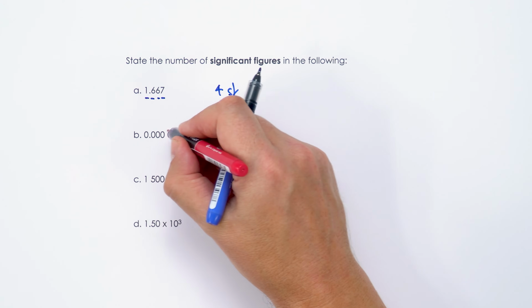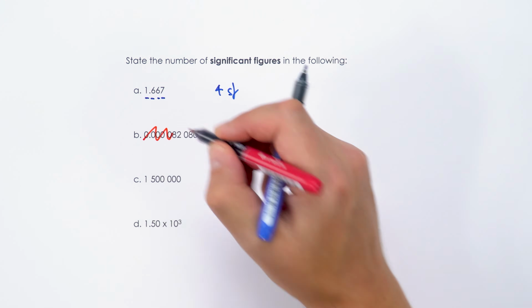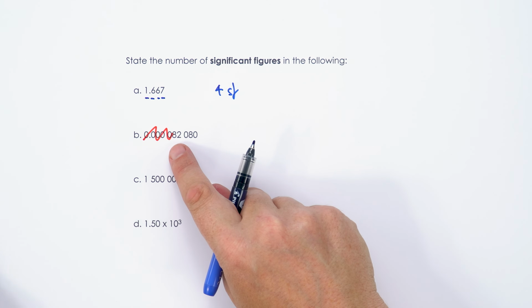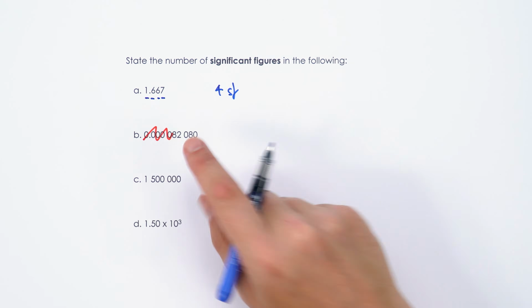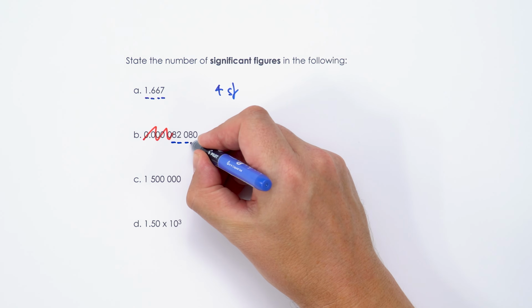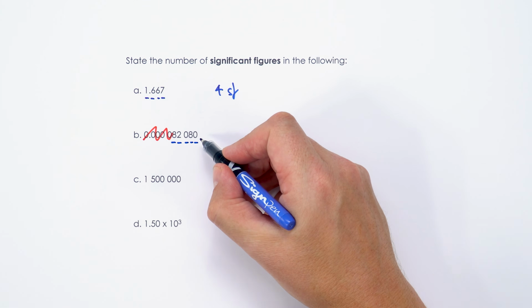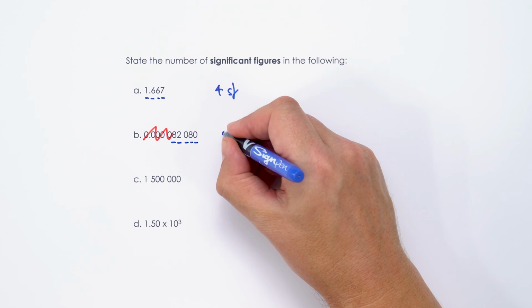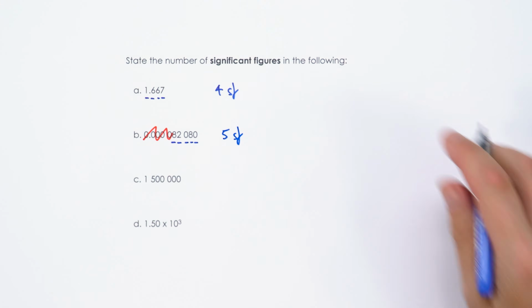For the next one, we've got 0.0000, where we have all of these leading zeros, none of which add to the significance. So the number is 82080. So we've got 1, 2, 3, 4, 5, and we've got a trailing 0 which adds to that significance. So this second number has been given to 5 significant figures.